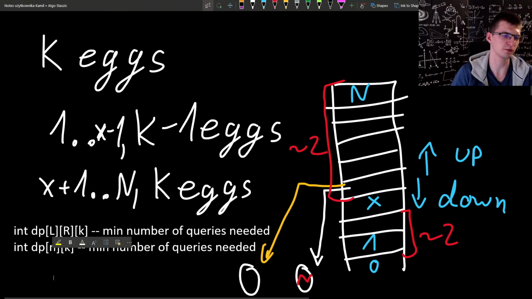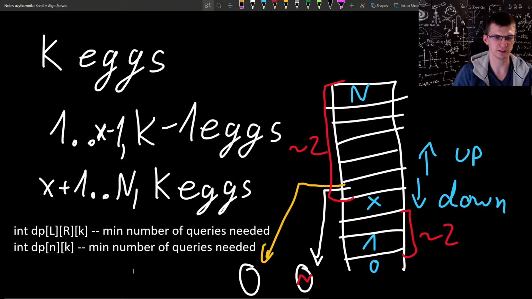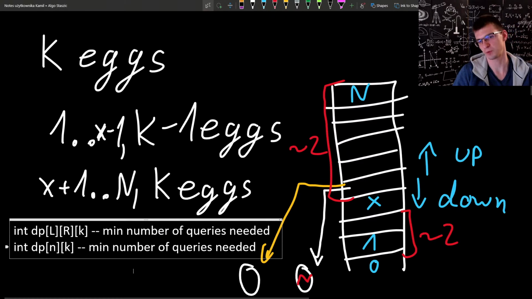In particular, if n was 1, if there is just one floor, then we know that this is the answer floor. Also, if k is 0, then we cannot do anything. Then we say infinity. We cannot get to the state. Or for k equal to 1, we can make an if for what's the answer.